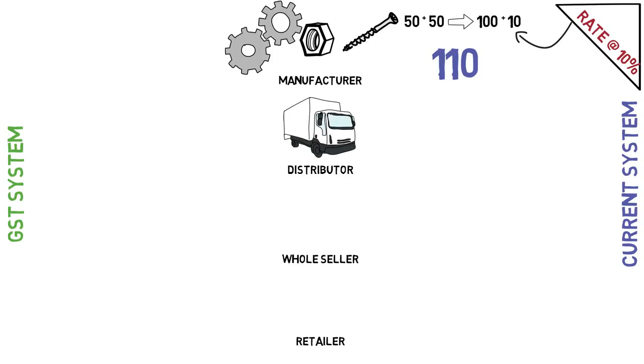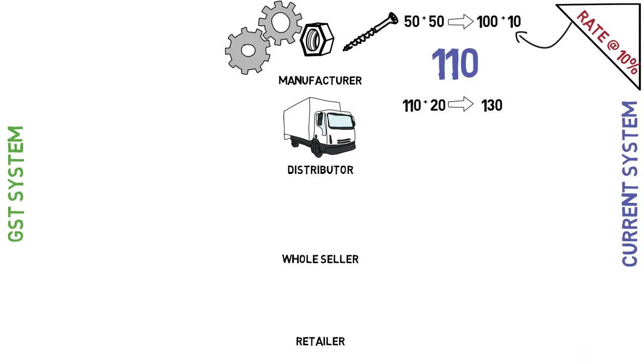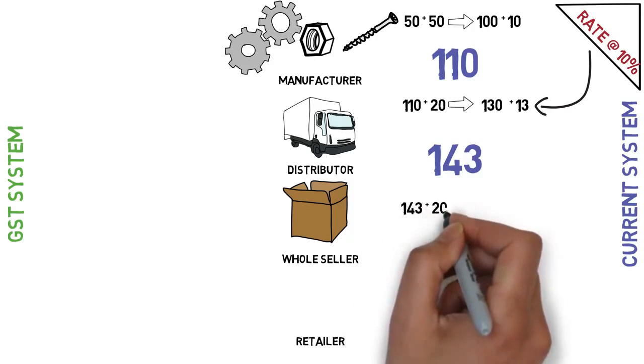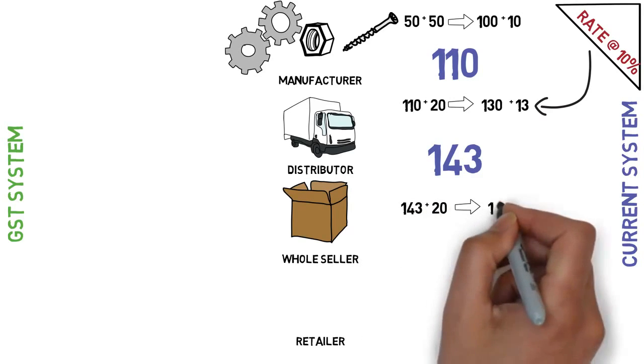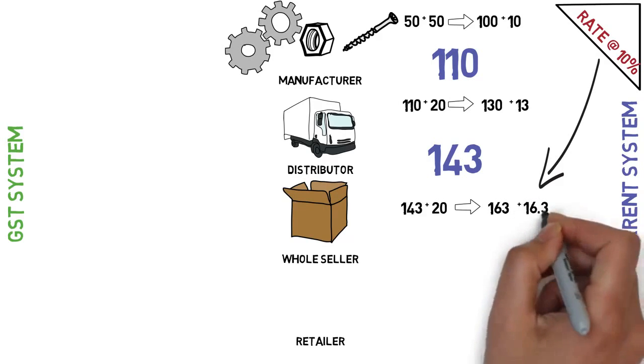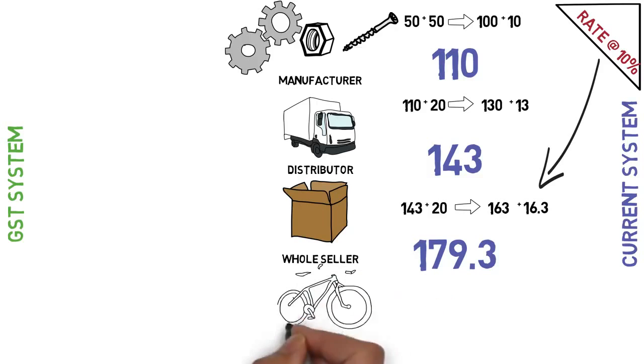The distributor adds a value of rupees 20, which is nothing but his profit. So the price will become 130. The distributor also sells it by adding 10% tax of rupees 13. So the product is 143 rupees now. The wholesaler follows the same pattern and the price will become 143 plus 20, that is 163, and 10% tax, which is rupees 16.3, and sells it for 179.3 rupees to the retailer.